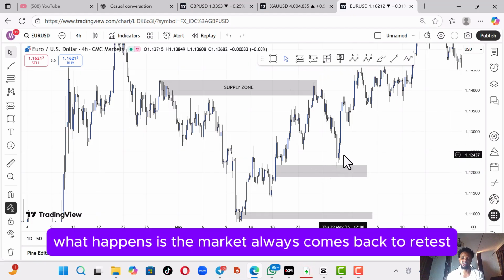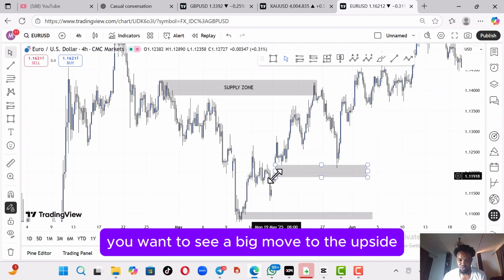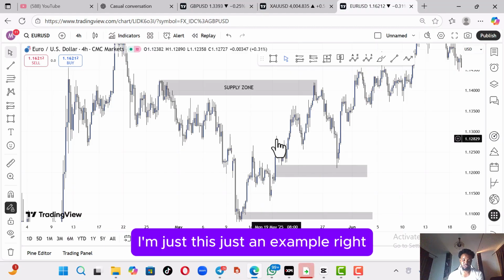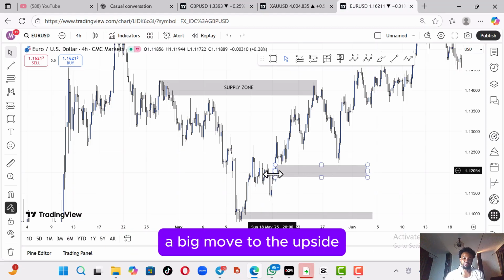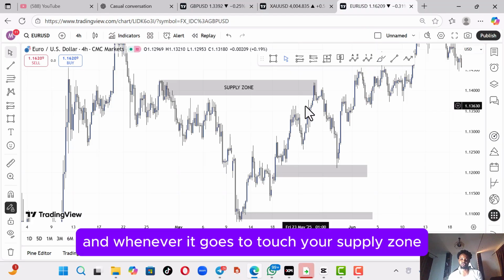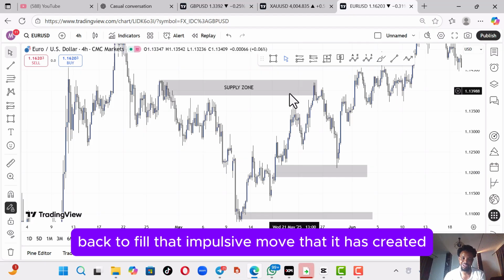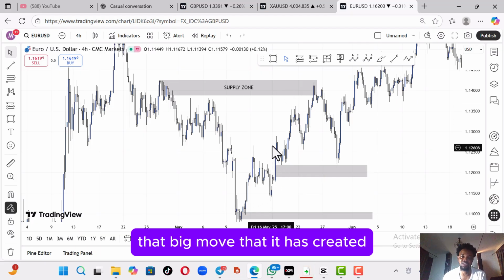What happens is the market always comes back to retest. You get my point? You want to see a big move to the upside. This is just an example, right? Whenever it goes to touch your zone, most of the time it usually reverses back to fuel that impulsive move that it has created.